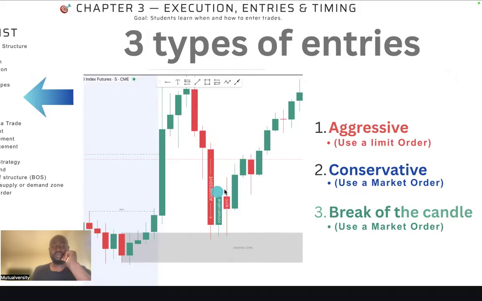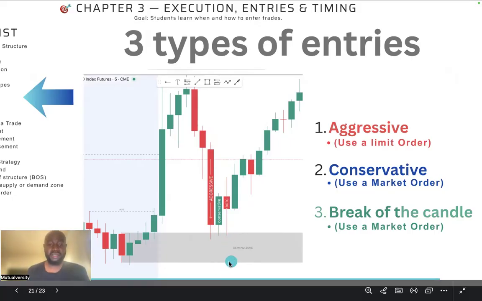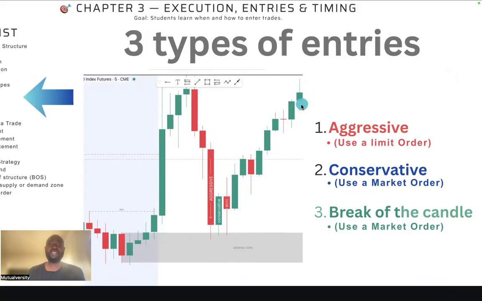Once this candle goes past the conservative entry, you press buy and then you put your stop loss underneath the candle wick if it has a wick on it. You don't want to put it down here. And then from there, you hope for price to continue up. So those are the three entries you can utilize as you trade with the strategy of supply and demand. Aggressive, use a limit order. Conservative, use a market order. And break of the candle, use a market order as well.